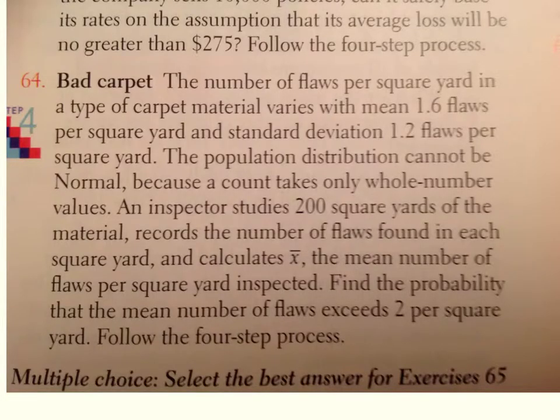All right, let's work on this problem. The number of flaws per square yard in a type of carpet material varies with a mean of 1.6 flaws per square yard and a standard deviation of 1.2 flaws per square yard. The population distribution cannot be normal because a count takes only whole number values. An inspector studies 200 square yards of the material, records the number of flaws found in each square yard, and calculates x bar, the mean number of flaws per square yard inspected, in his sample. Find the probability that the mean number of flaws exceeds 2 per square yard. Follow the four-step process. That's our ICCI.